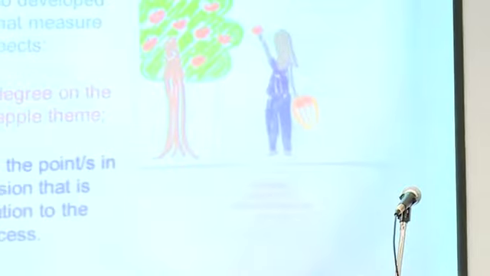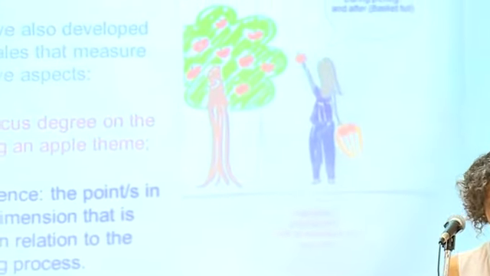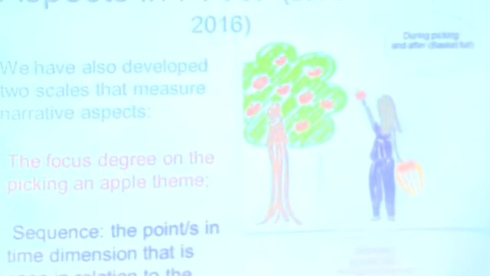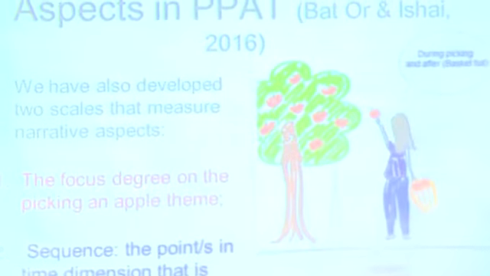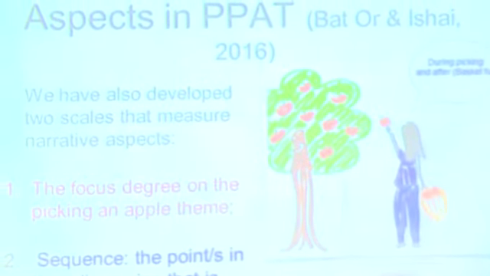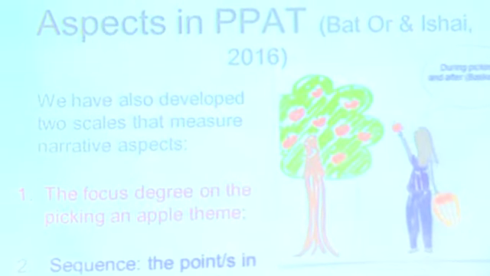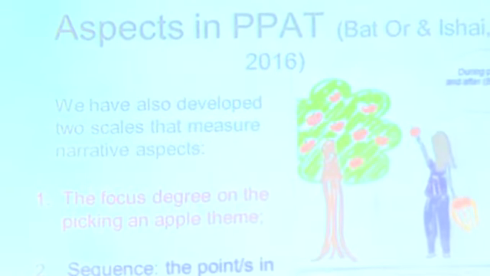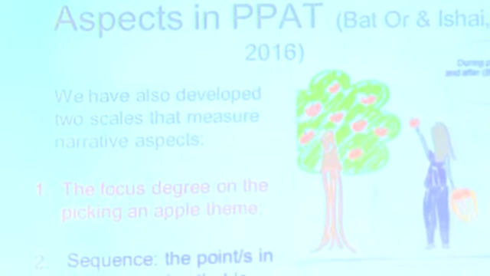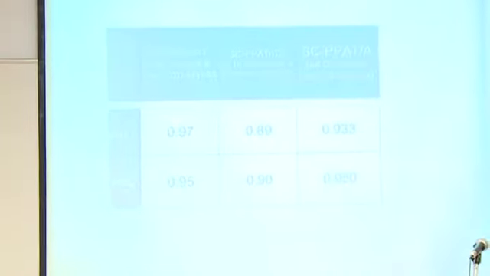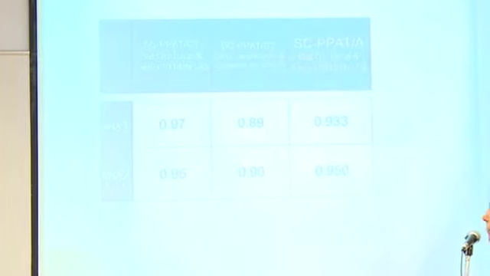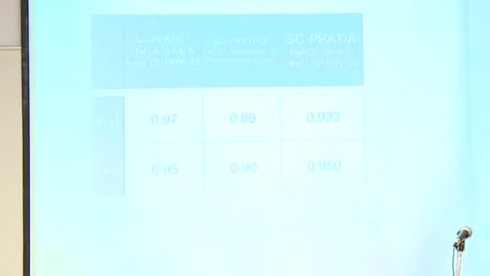We also composed two innovative scales that measure the narrative of the drawing, and we needed for it a more holistic view of the drawing. The first one is the focus degree of the picking an apple theme, and I will focus now on it. And the second is the sequence. It's the points in time that are seen in relation to the picking process. We got also high interrater reliabilities. We measured it by the ICC.